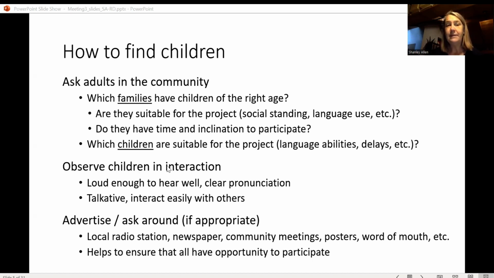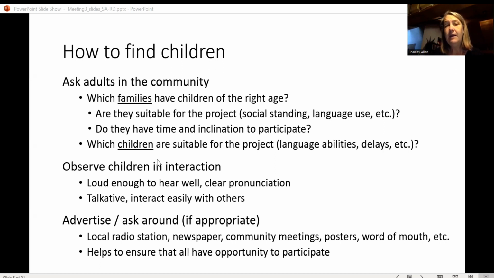First of all, ask adults in the community which families have children of the right age. So in the community that I worked in, there was only about 300 people. And so there was about, I don't know, 50 families, and there was a limited number of children of the right age. I think there were 6 or 8 children that I could have even worked with. So starting out with those families makes a lot of sense. So asking around which families have children of the right age.